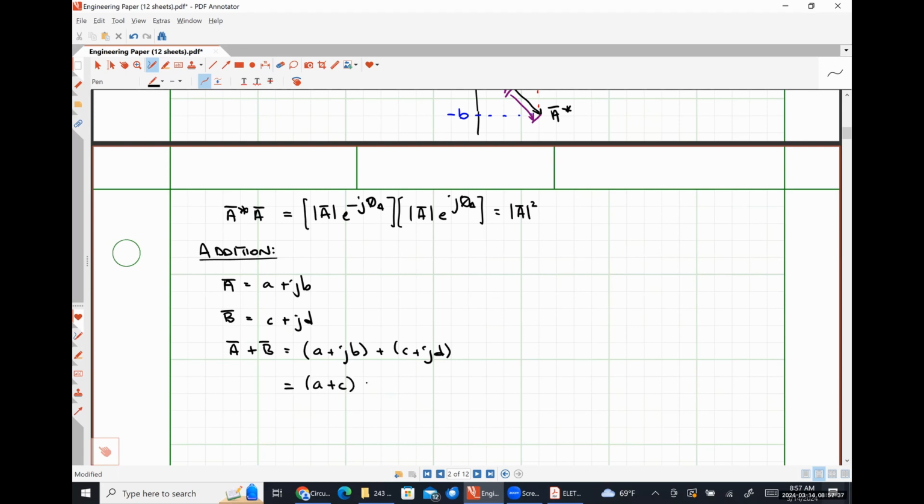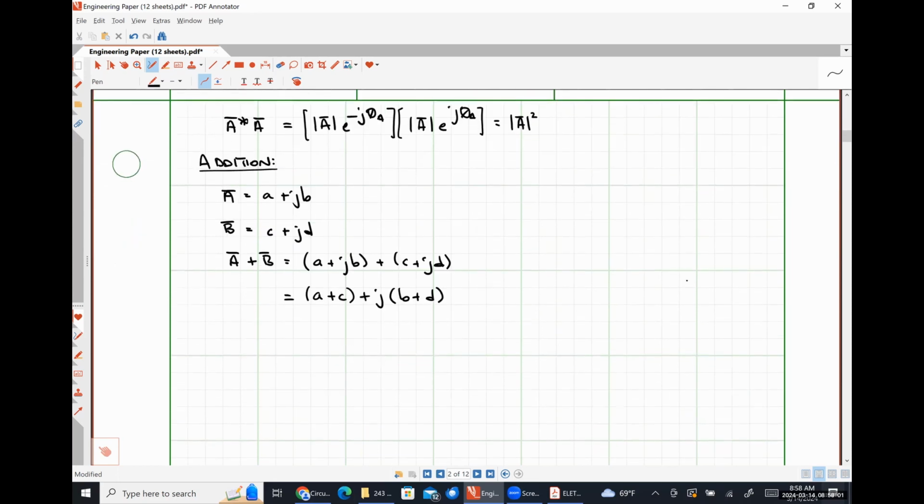Okay. So that should leave me with a plus c plus j, b plus d. So when I add two rectangular form complex numbers together, I get a rectangular form complex number where the real parts have added together and the imaginary parts have added together. Nothing particularly wild or crazy there. Okay. Now let's look at subtraction, which is just addition, but there's a negative sign involved.